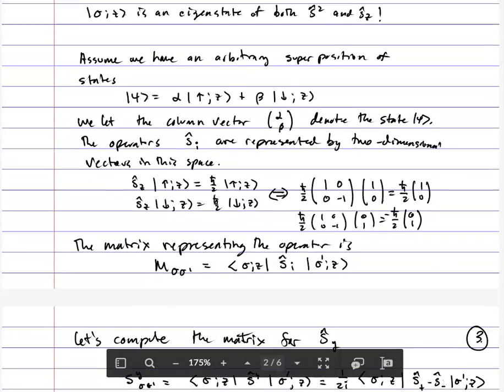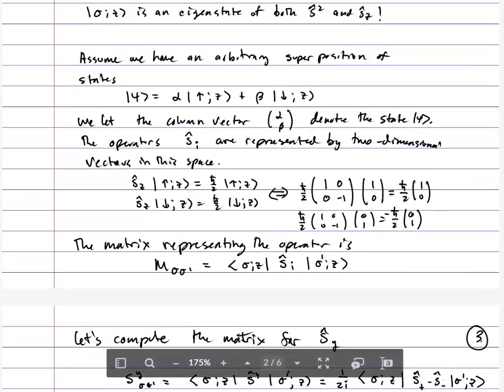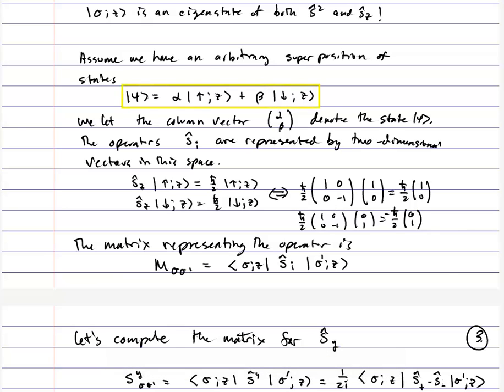Now, let's assume that we have an arbitrary superposition of states. So psi is equal to alpha times up plus beta times down. We can often find it convenient to rewrite that as a vector using just the components in front of the kets, writing it as (alpha, beta) to denote the state psi. The operators Si are then represented by two-dimensional matrices in this space.